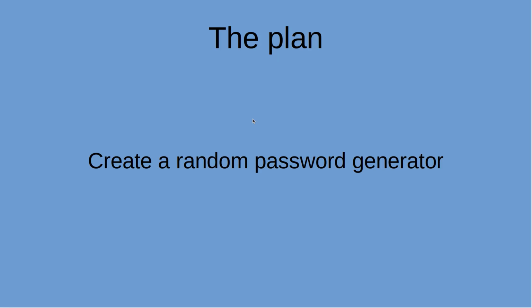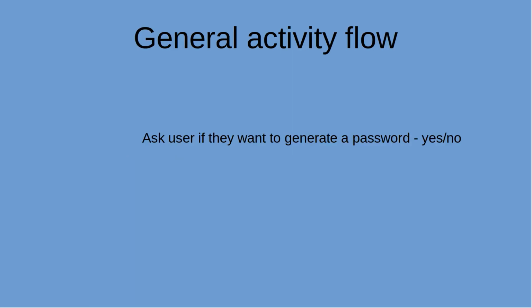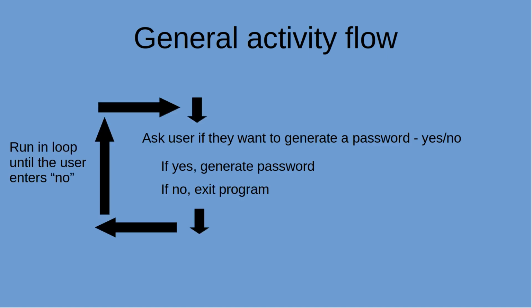So, first things first, what I need is a plan. So, I'm going to make a random password generator. So, how do I want it to work? First off, the user will be asked whether or not they want to generate a password. If yes, the password is generated, and if no, then the program will exit. This whole process will run in a loop until the user enters no.